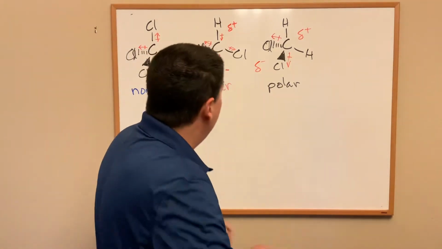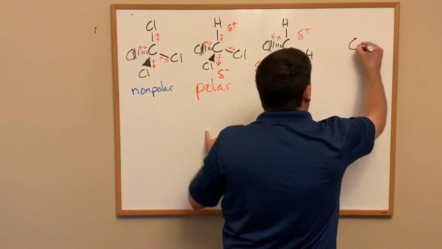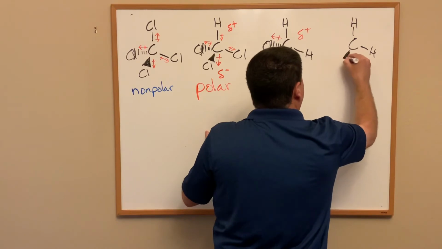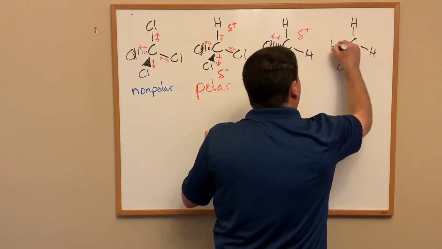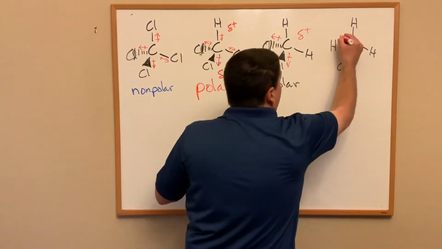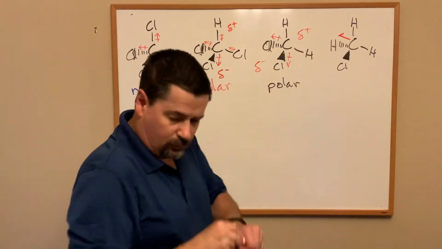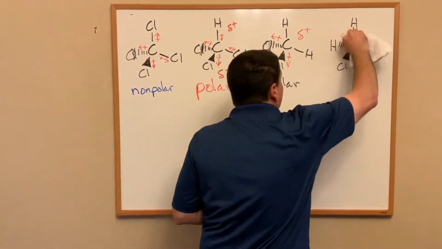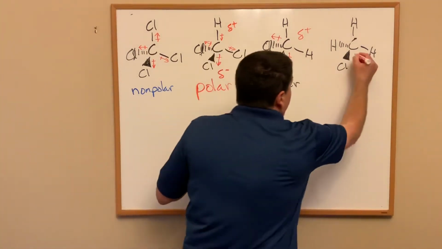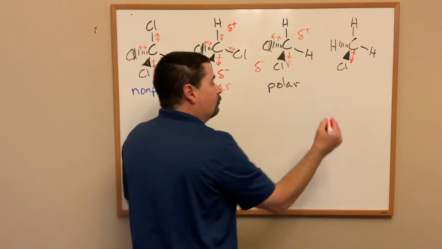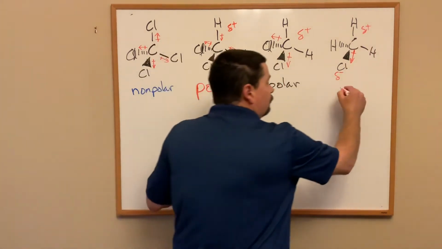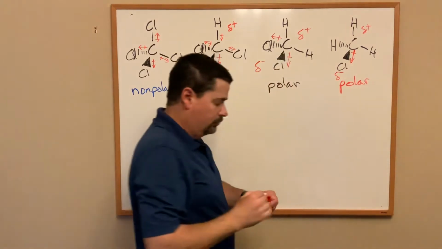All right. Lastly, let's look at chloroform. I'll put my chlorine here, the hydrogen there, and, whoops, that's the wrong one. That's not a chlorine, that's a hydrogen. We have electron density being pulled towards the chlorine, so we have a partial negative there, partial positive on the other end. And this is also polar.